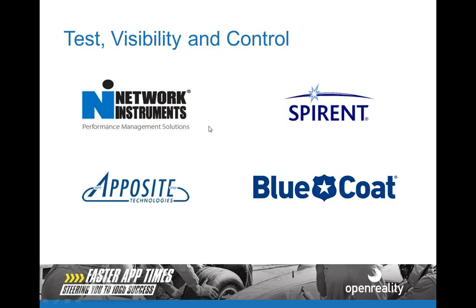what I'm going to be showing you today is all around test visibility and control of 10 gig networks. We've got 4 vendors, each taking a different slant at 10 gig. We have Network Instruments, who Open Reality have worked with for over 15 years. That's a traffic analysis tool, so we'll be doing forensic capture, rewind, and diagnosis of problems anywhere from 10 meg all the way up through to 10 gig.